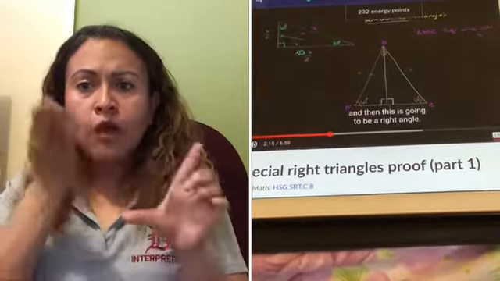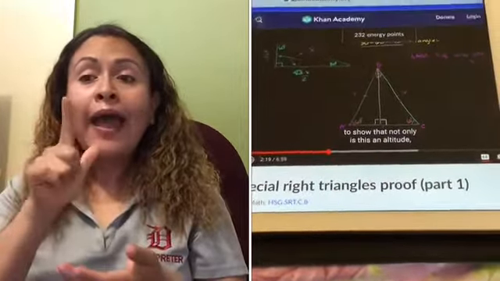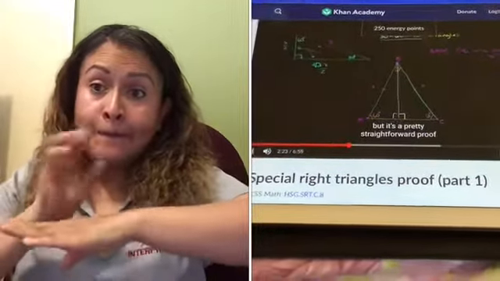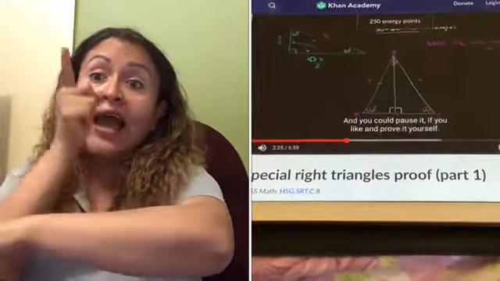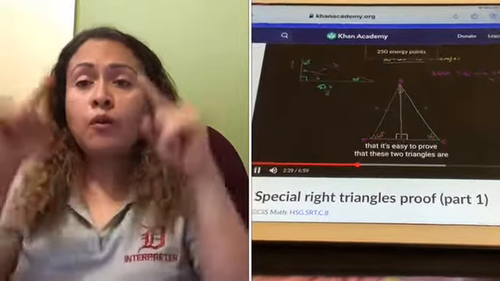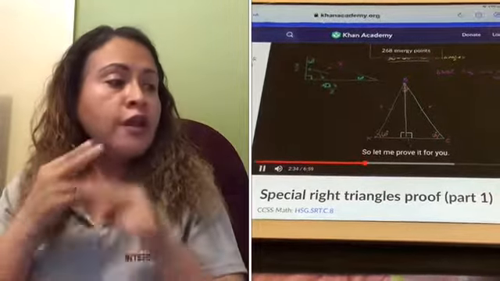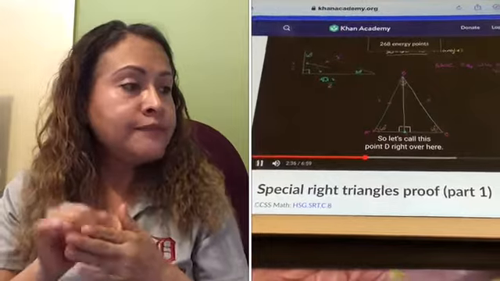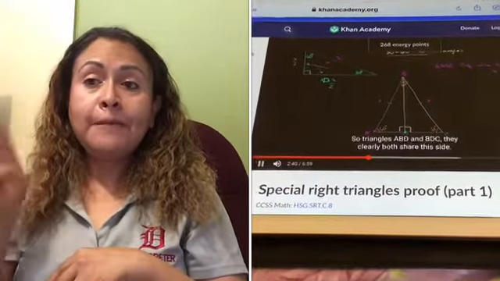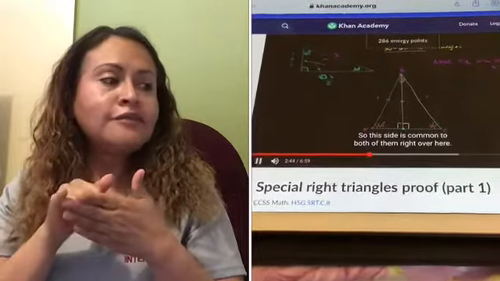And it's a pretty straightforward proof to show that not only is this an altitude, not only is it perpendicular to this base, but it bisects the base. And you can pause it if you like and prove it yourself. But it really comes out of the fact that it's easy to prove that these two triangles are congruent. So let me prove it for you. Let's call this point D right over here. So triangles ABD and BDC, they clearly both share this side. So this side is common to both of them right over here.